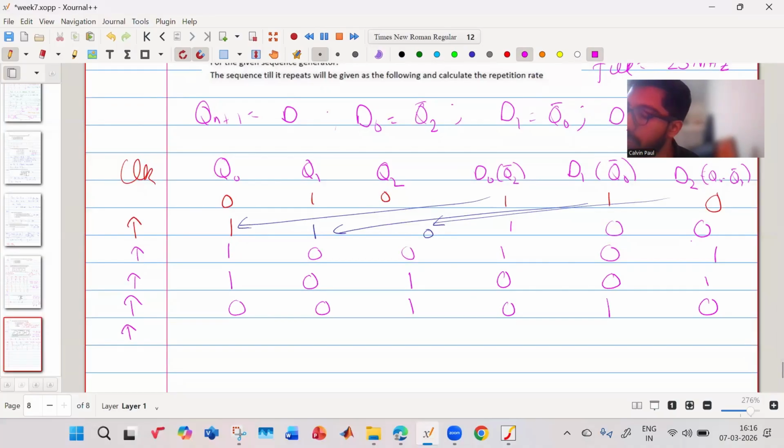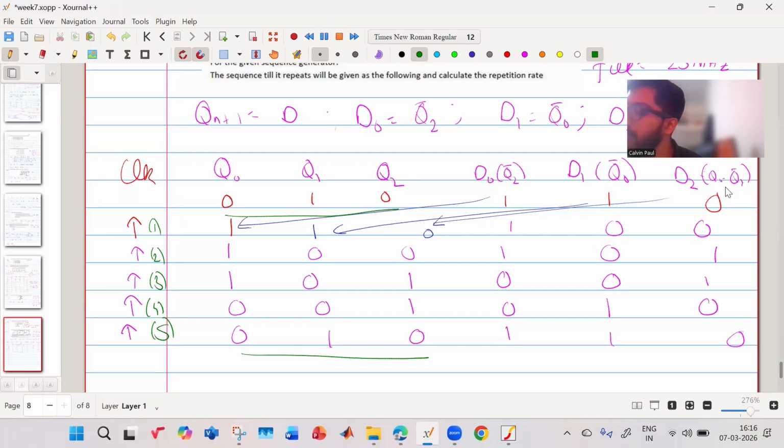Now again another clock comes, and these same values get passed. That is 0, 1, and 0. Then this becomes 1, 1, 0. So what do we see? This was where it was initially, and now it has gone back over here. How many clocks did it require? 1, 2, 3, 4, 5. Five clocks were needed.